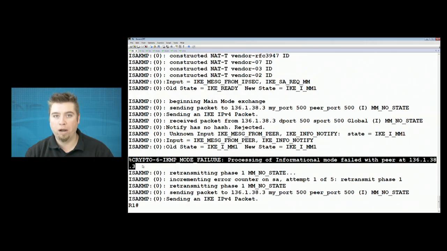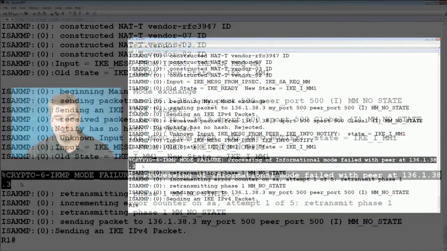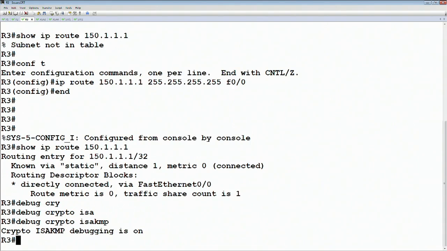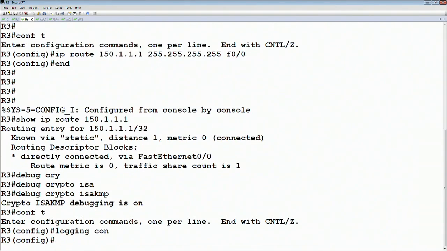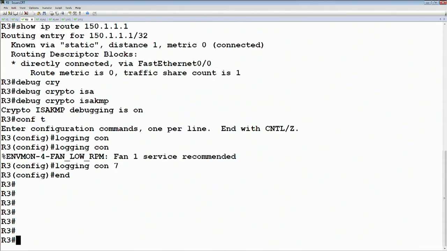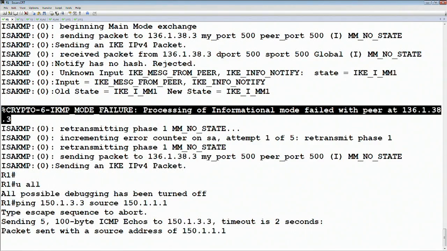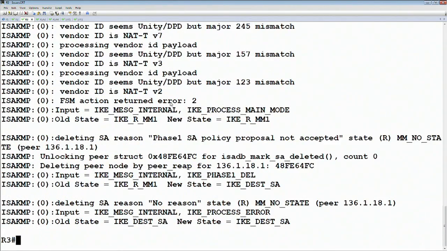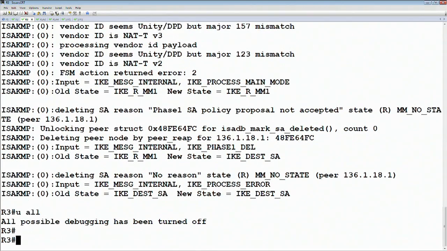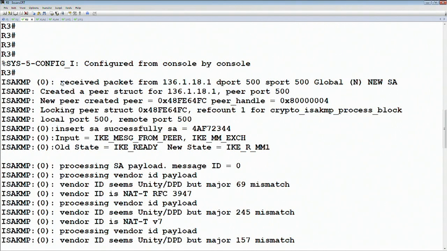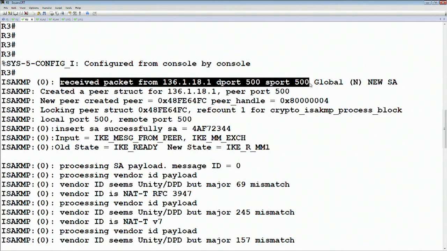We need to look at the receiver, router 3, and look at the same debug on its side, which is going to be again debug crypto IPsec. Let's make sure we're logging to the console at level 7. On router 1, let's go ahead and send those pings again. And on router 3, let's look at the receiving of this. So on router 3, it says we received a packet in from router 1. Destination port was 500, the source port was 500, and we're going to start a new security association.